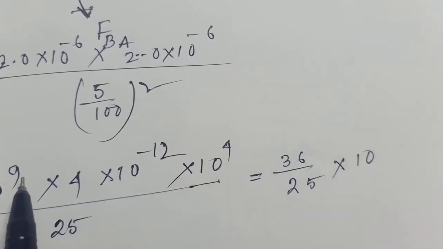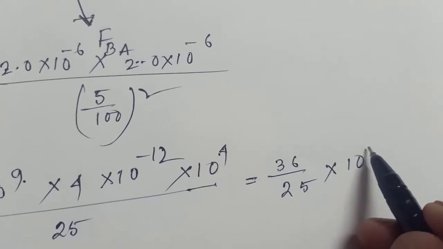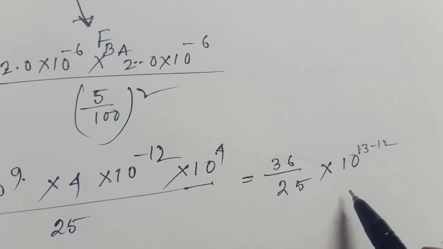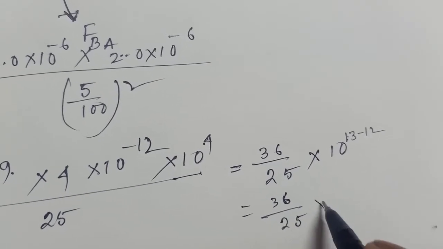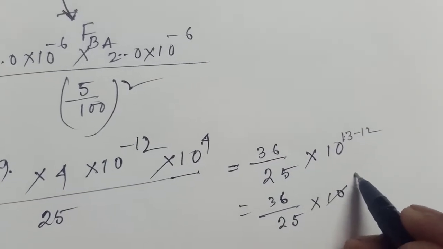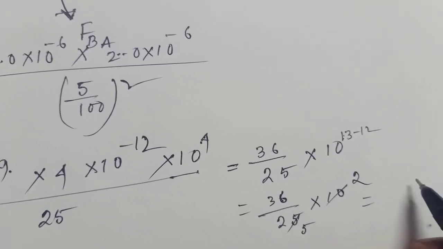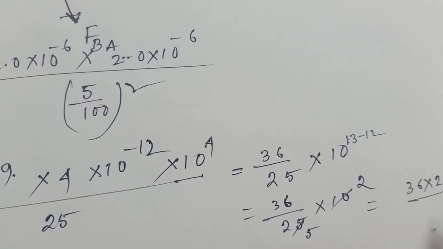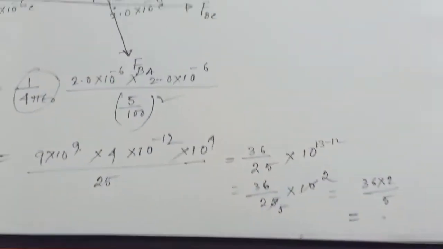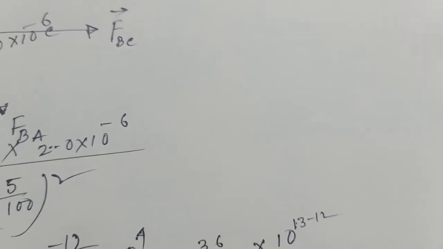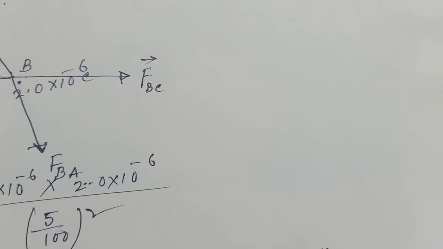equal to 36 by 25 into 10 to the power 13 minus 12, that is 10. So 36 by 25 into 10; if we cancel, 5 twos are 10 and 5 fives are 25. So 36 into 2 by 5 Newton is F_BA.